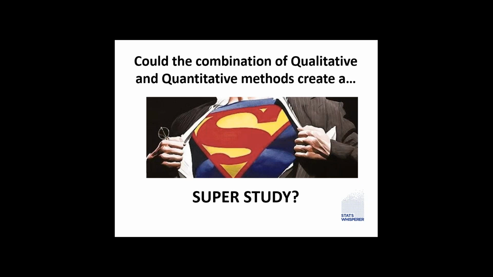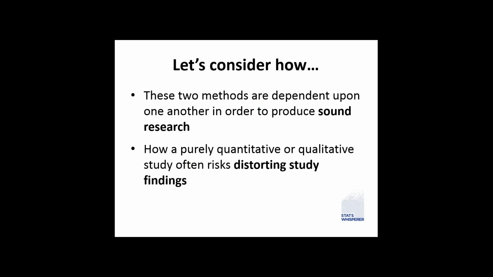So the question begs now, could the combination of qualitative and quantitative methods create a super study? Intriguing. So these two methods are dependent upon one another many times in order to produce sound research, right? We're going to demonstrate that. So the question is, how does a purely quantitative and purely qualitative study risk distorted findings, right? Distorted findings mean findings that don't really reflect what's happening with our sample and the population.